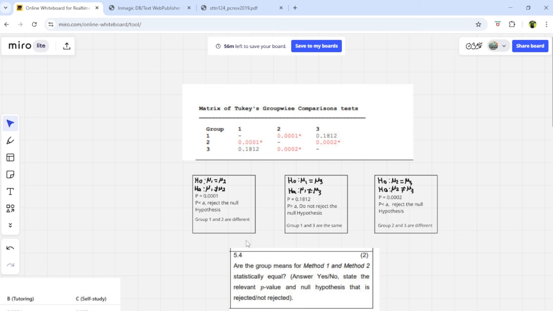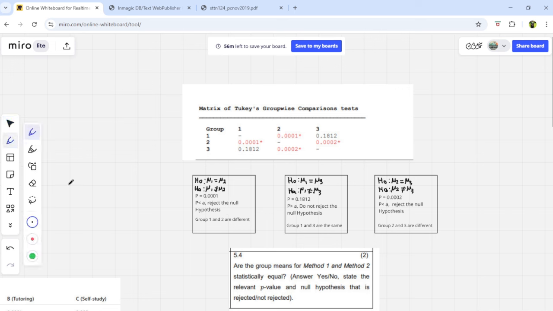Yeah, so this 1 and 2. So you're going to say they are not equal. So you're going to say no. State the relevant p-value. The relevant p-value in this case was 0.0001, and the null hypothesis that is rejected or not rejected. So that is the null hypothesis.